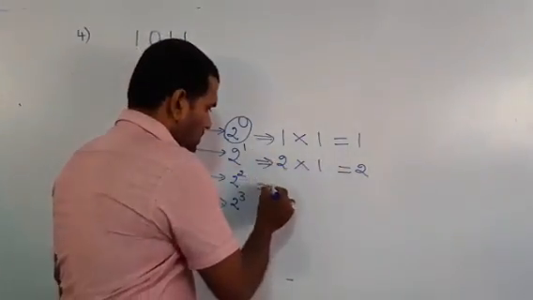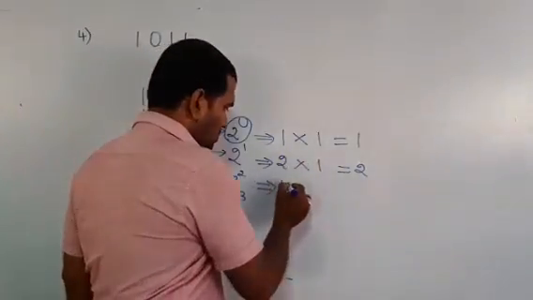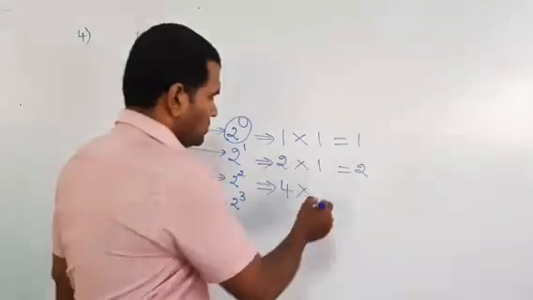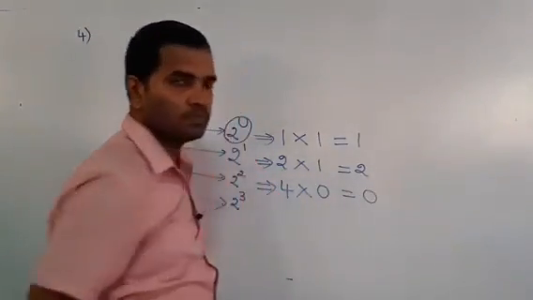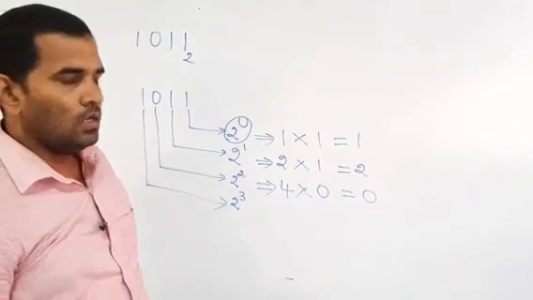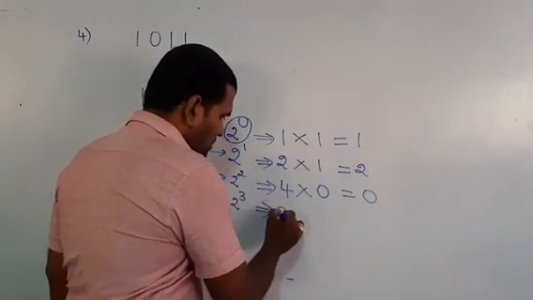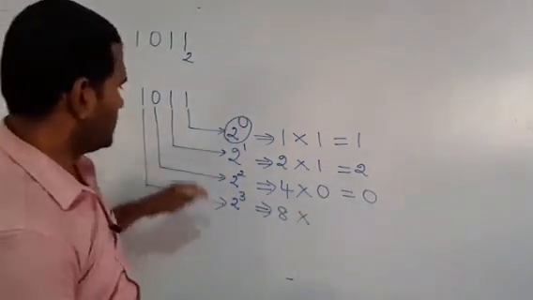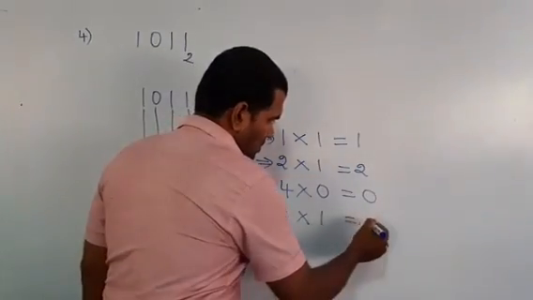Go to the third digit. It is 2 to the power 2, which is 4, times the digit, which is 0. So it is 4 times 0, which is always 0. We have one more digit, that is 2 to the power 3, which is 8, times the digit, which is 1. So 8 times 1 is 8.